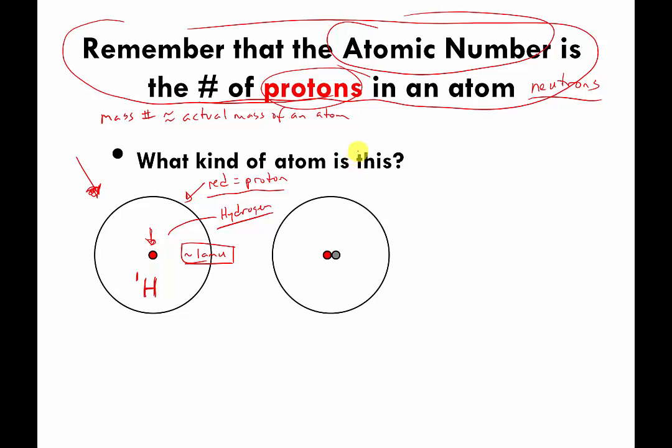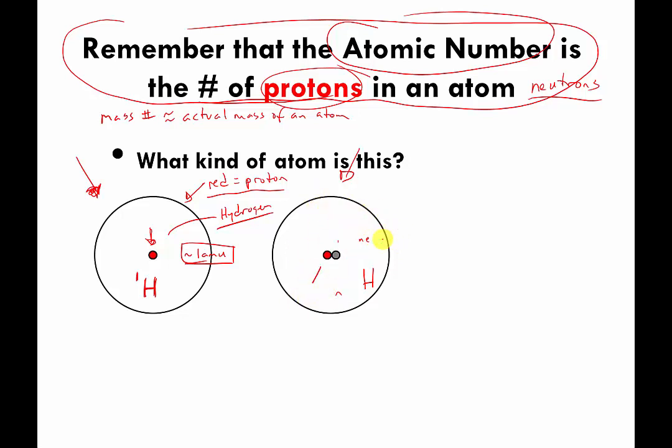Next atom is shown here. I'm going to ask the same question. What kind of atom is it? You can pause, look up the information, unpause, and hopefully you realize that this is the same type of atom, because it still only has one red circle. It still only has one proton. And if you have one proton, you are a hydrogen atom. Now, this is a different hydrogen atom than the one on the left. This guy over here also has one neutron. So it's different than the one on the left.